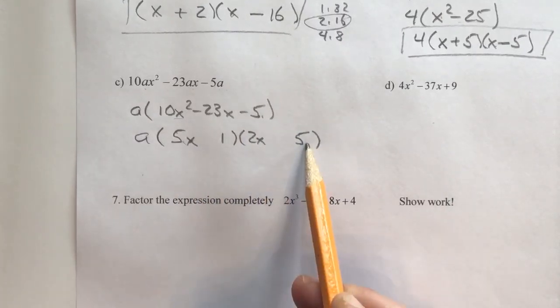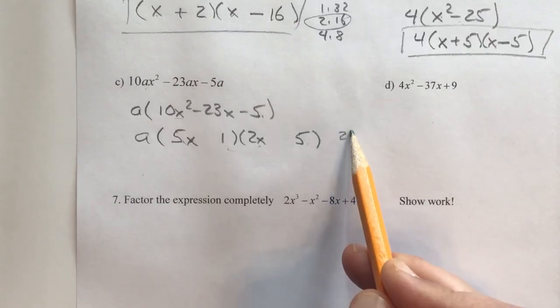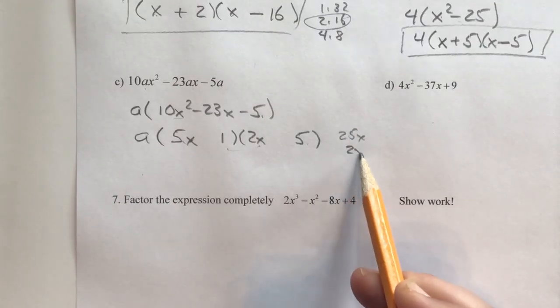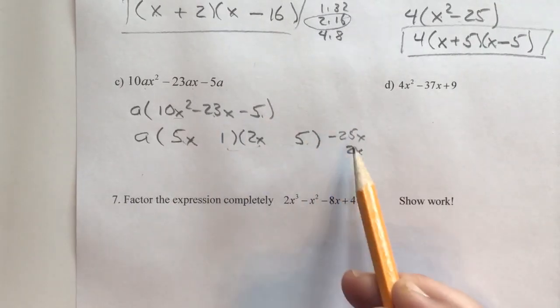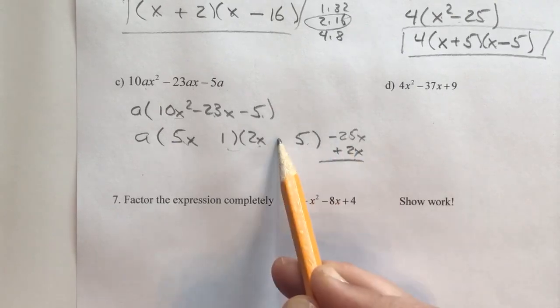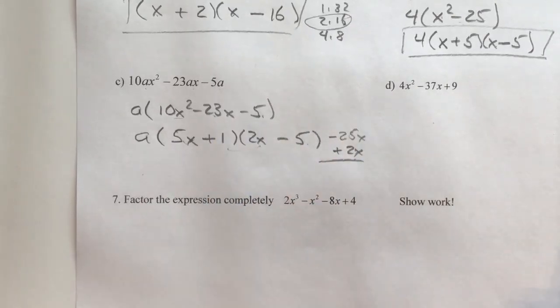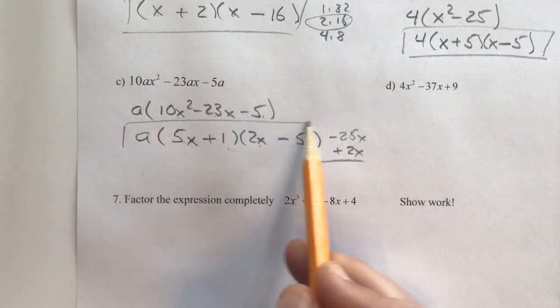The outer's 25, the inner's 2. See that? 25 is the outer, 2 is the inner. I want negative 23. So I want negative 25, positive 2. And now it's completely factored.